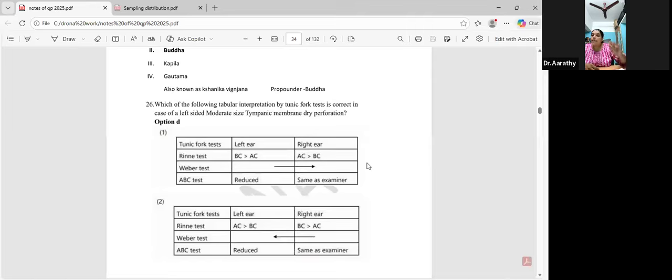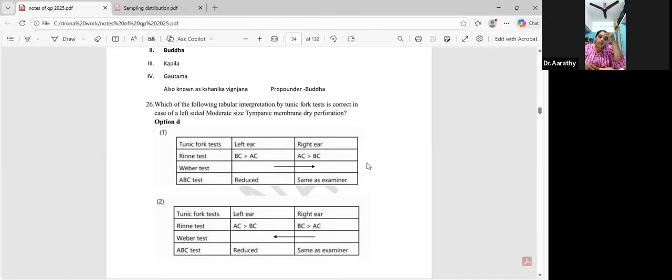A vibrating tuning fork is kept on the forehead or the vertex of the patient. We will ask how long he is hearing the sound, and once he stops hearing the sound, we'll ask towards which side the sound is concentrating more. So you vibrate the tuning fork, keep it on the forehead or the vertex, and ask the patient to let us know towards which side the sound of the tuning fork lateralizes more.